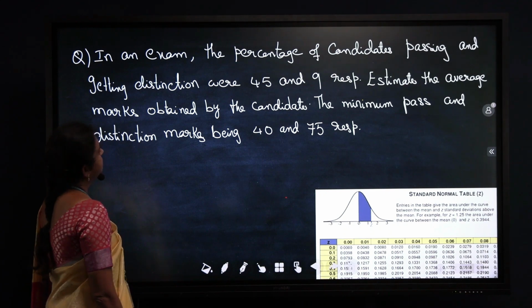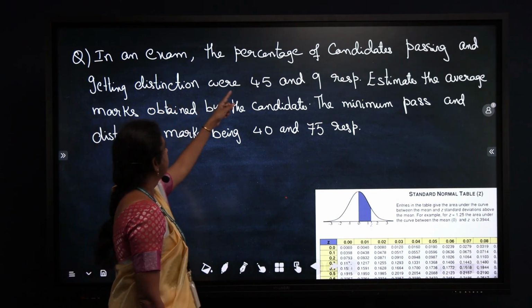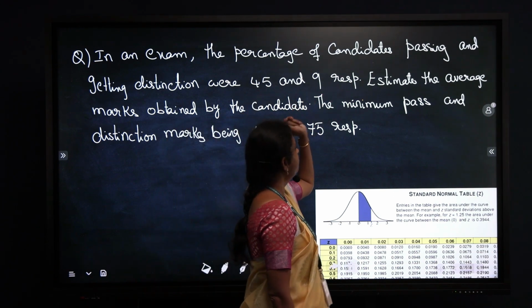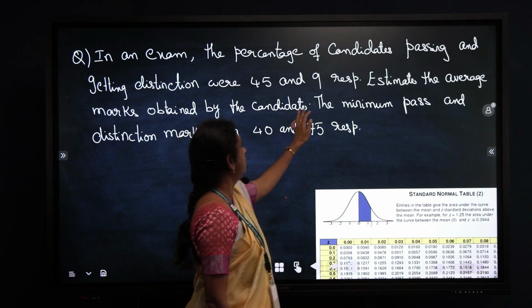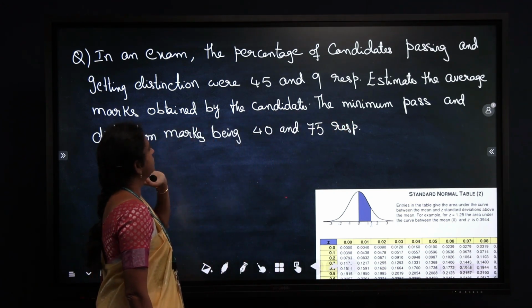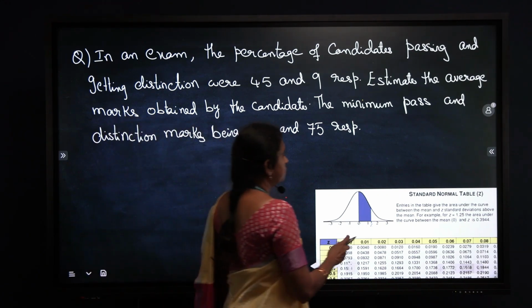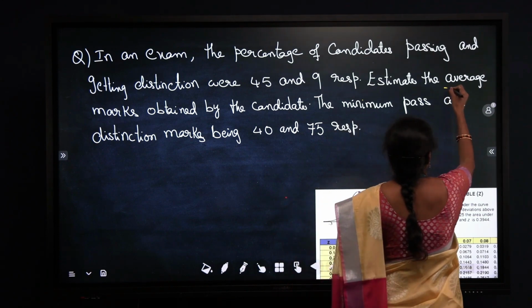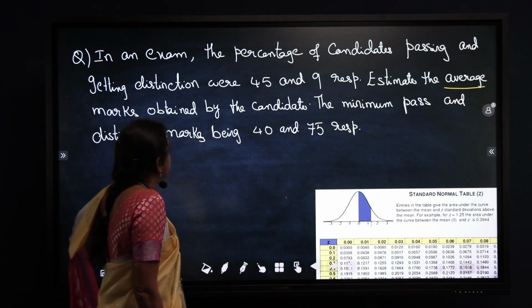In an exam, the percentage of candidates passing and getting distinction were 45 and 9 respectively. Estimate the average marks obtained by the candidate, the minimum pass and distinction marks being 40 and 75. It is similar to the previous problem. What is given is we have to find the average, that is, we have to find the value of mu. Right? So first we'll write down what is given.